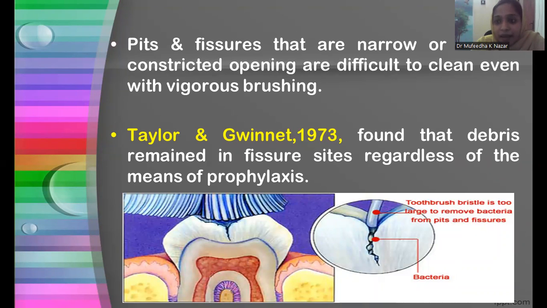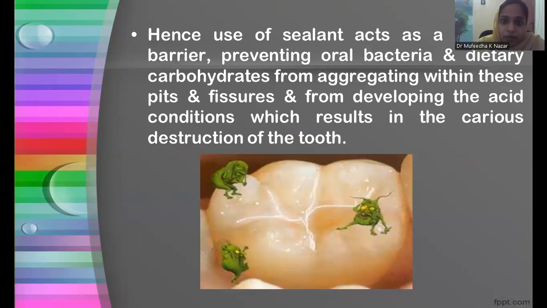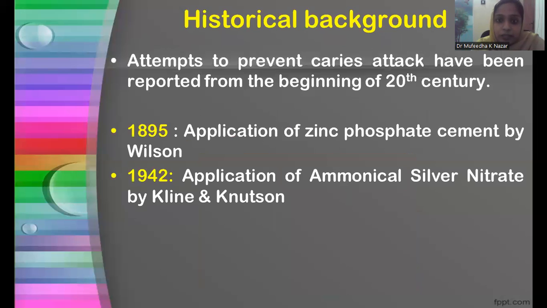Pits and fissures that are narrow or have a constricted opening are difficult to clean even with vigorous brushing. This figure shows that this toothbrush bristle is too large to remove bacteria and food debris that are entrapped in the deep fissures. Hence, use of sealants acts as a physical barrier preventing oral bacteria and dietary carbohydrates from aggregating within the deep pits and fissures and thus prevents the development of caries.